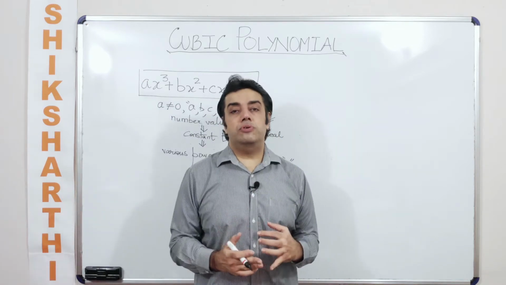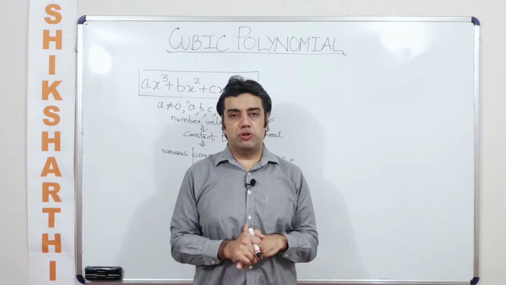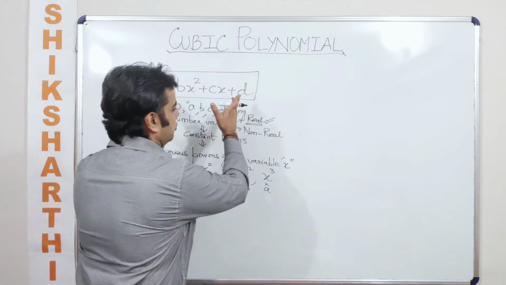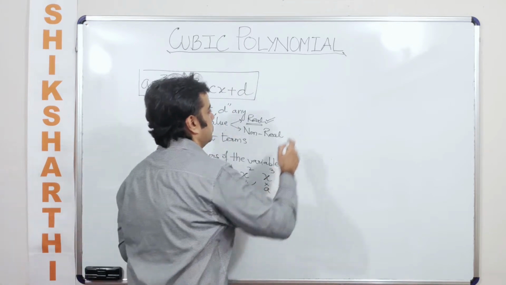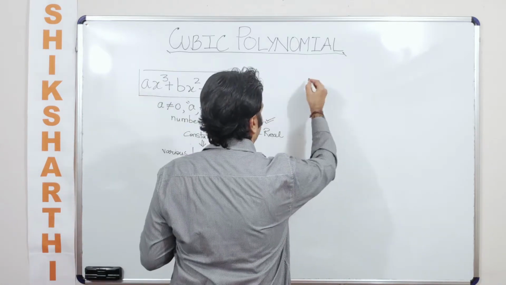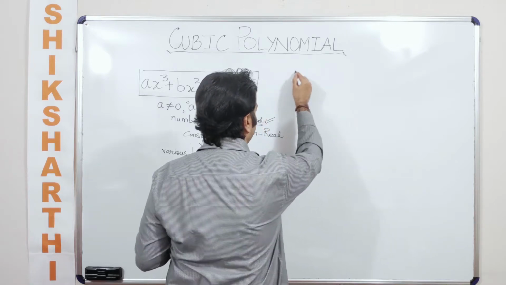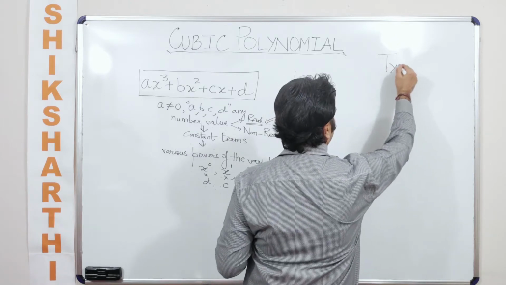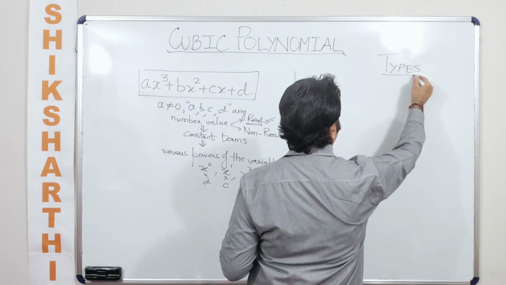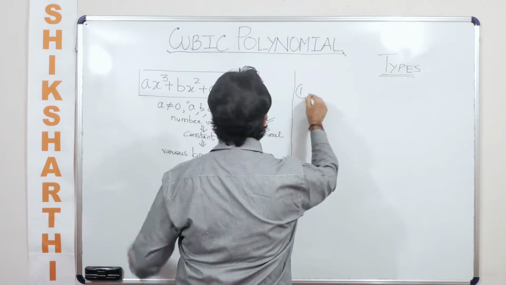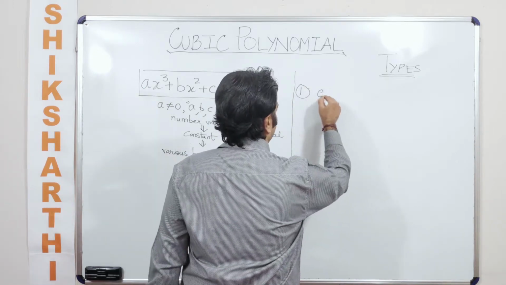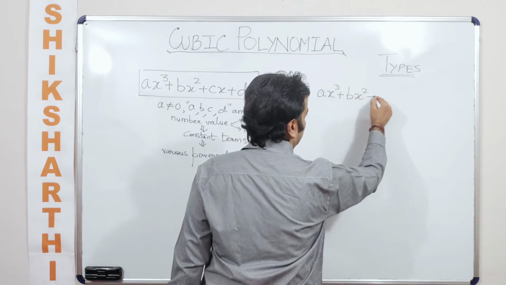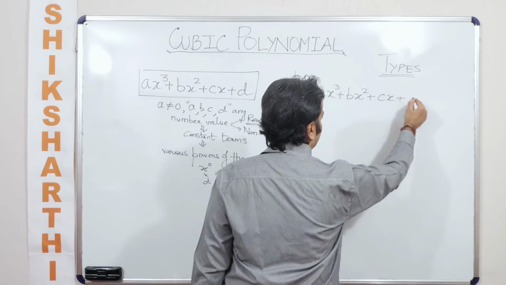Now let us talk about the different types of cubic polynomials. The different types will come from the basic cubic polynomial only, which is this. Okay. So now let us talk about the first type. We'll put the first type as this one only. So let's say we are talking about the types, and we'll put the first type as the ideal one, which is, let's say, ax cube plus bx square plus cx plus d.